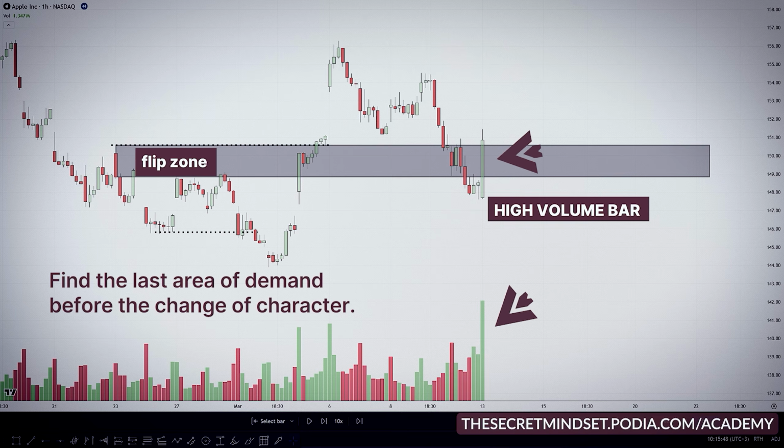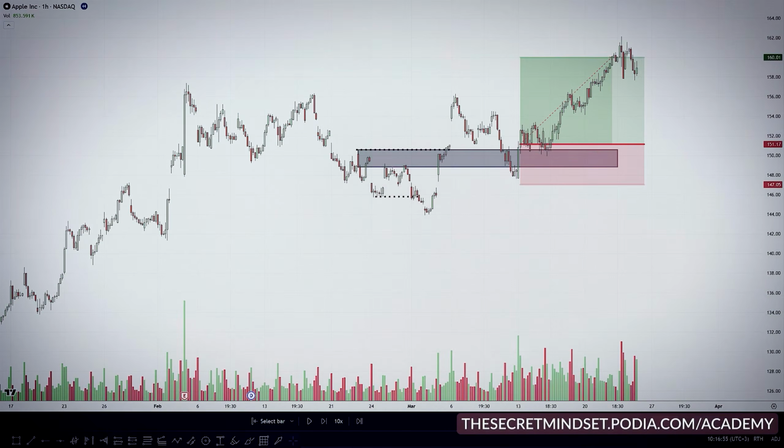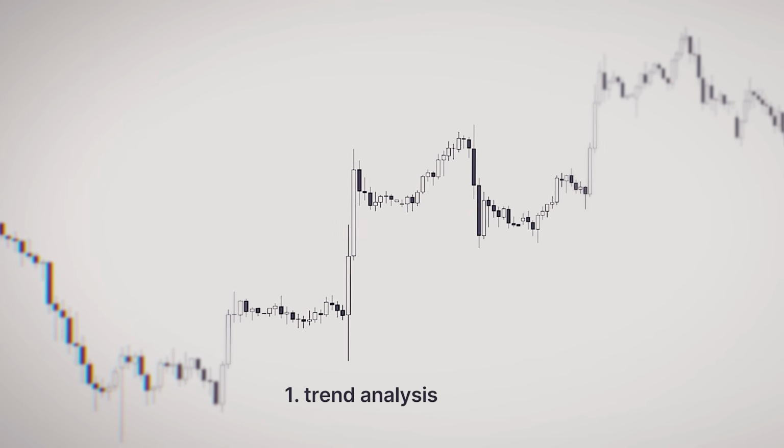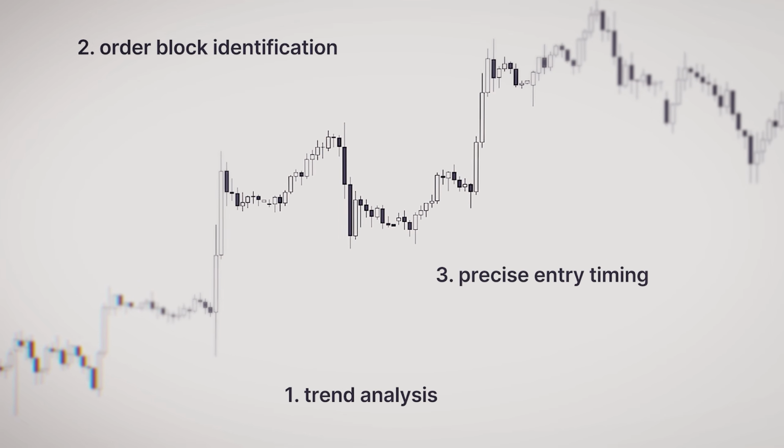candle with higher volume. So by entering here, we're not trying to catch a reversal. Instead, we are joining a trend that's already in place. We're essentially betting that the larger uptrend will continue after this retracement. A successful order block strategy combines trend analysis, order block identification, and precise entry timing.